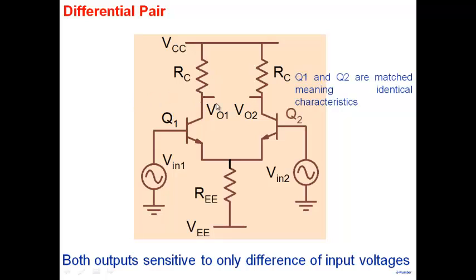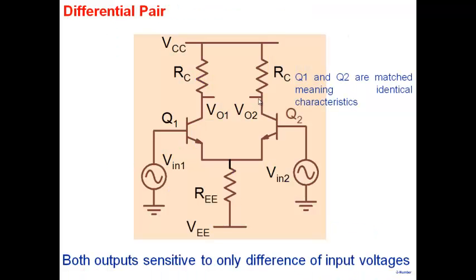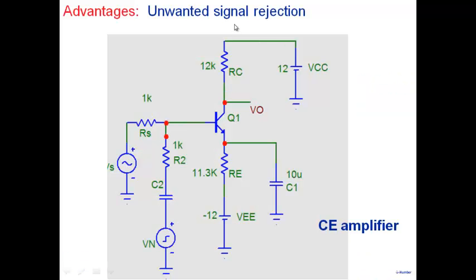Whether you focus on V01, we'll show you, V01 you will find is sensitive to the difference of the two, Vin1 and Vin2. Or if you want to use V02, that is also sensitive to the difference between Vin1 and Vin2. And we will show you later on that the magnitude of V01 is the same as the magnitude of V02. The only thing is V02 is 180 degrees out of phase with V01. That's the only difference between the two output voltages here. All right, let me show you one advantage of the differential pair which you can use, which is for rejecting unwanted signals here.